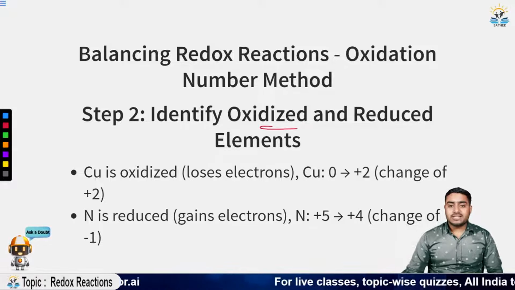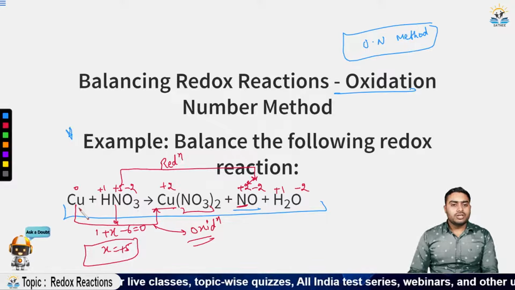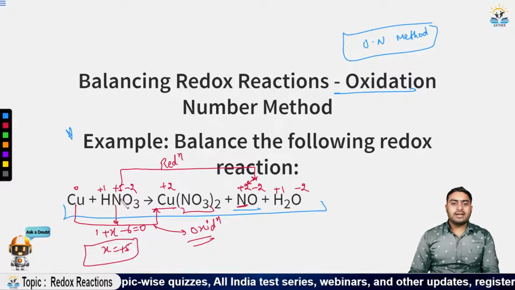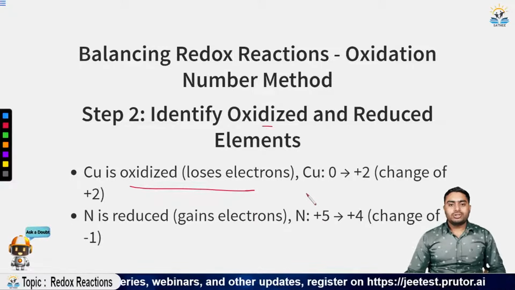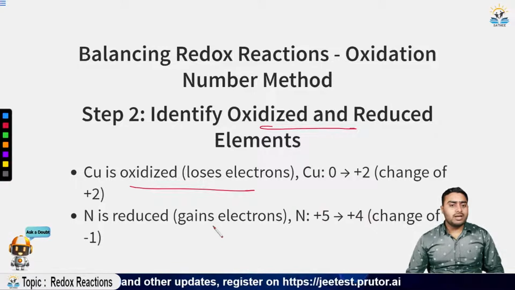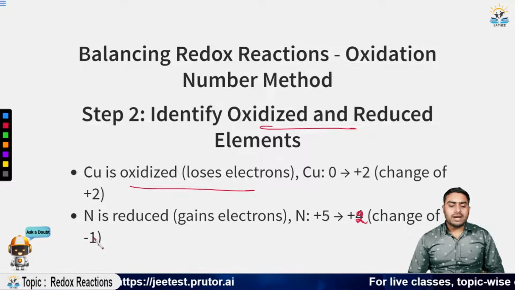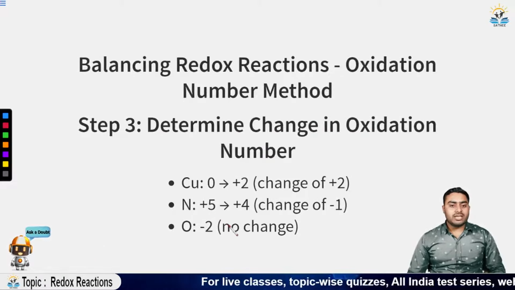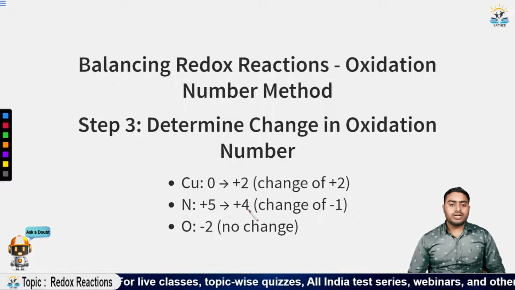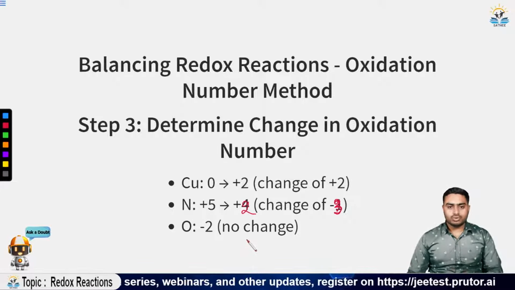Then identify the oxidized and reduced elements. We already found them. You can see copper is getting oxidized and nitrogen is getting reduced. Copper is oxidized, loses electrons, Cu 0 to +2, and nitrogen is reduced, +5 to +2, so a change of -3 charge here. Oxygen is -2, that means no change here, right?